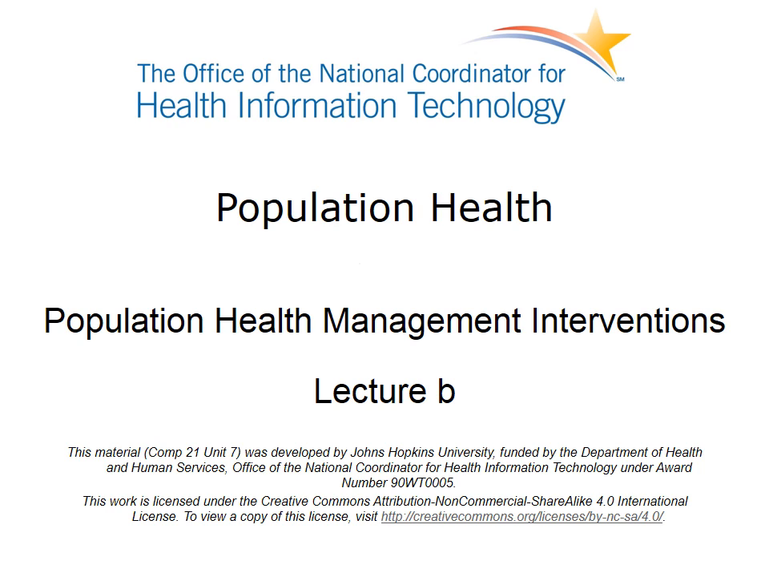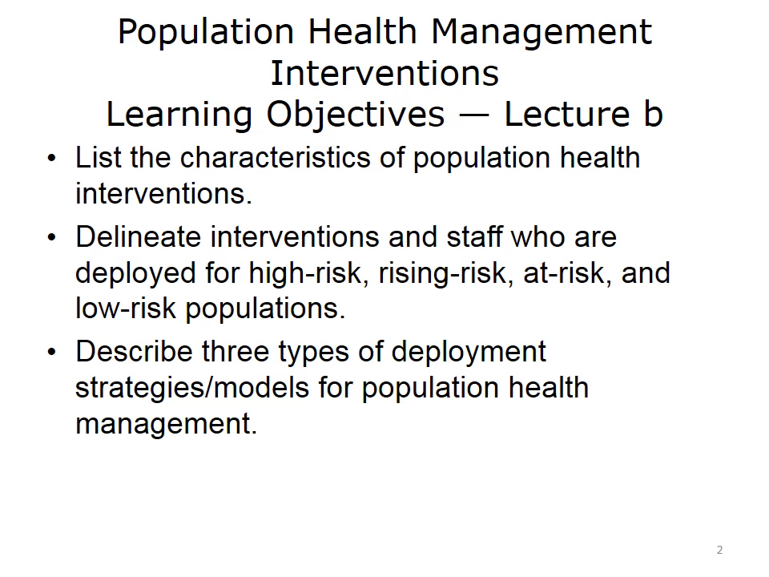Welcome to Population Health Unit 7, Population Health Management Interventions. This is Lecture B. The learning objectives for Lecture B are to: 1. Delineate interventions and staff who are deployed for high risk, rising risk, at risk, and low risk populations. 2. Describe 3 types of deployment strategies, models for population health management. 3. Articulate successful strategies for human resource recruitment, retention, and training for population health staff.